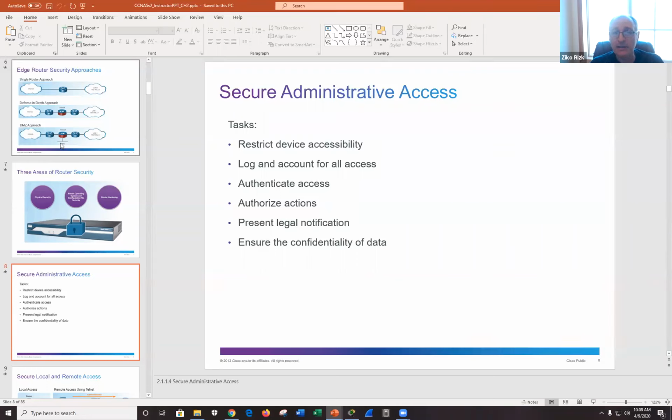Present legal notification. So when you log onto the device, you want to be presented with a legal notification saying this is a private system. If you were to do something illegal, we will take legal action, etc.